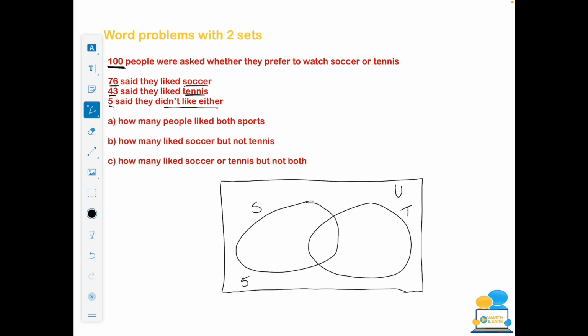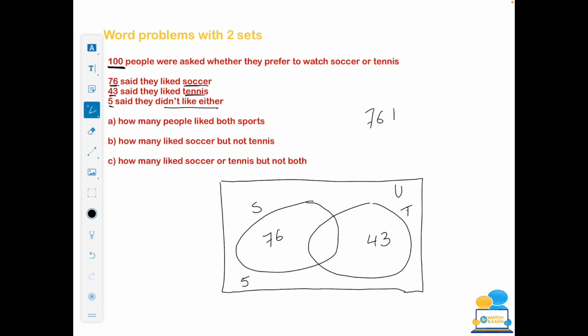Okay? Now, 76 students said they liked soccer. So some people might put the 76 out here, and then 43 liked tennis. Now, I just want to show you how I know that that's wrong. Okay, so in total 100 people were asked. But if I add up these numbers, they should add up to 100.